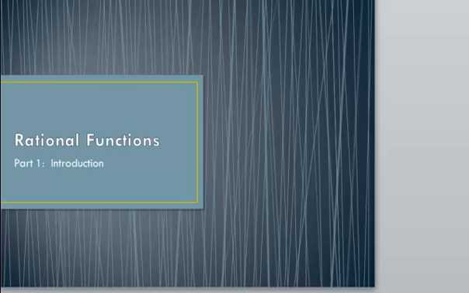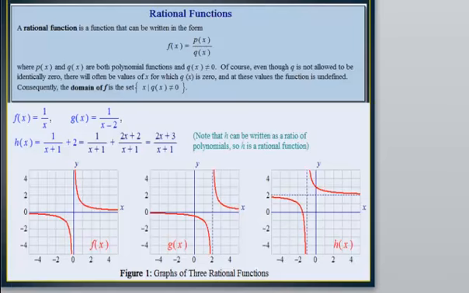In this section, you will get a quick introduction to rational functions. A rational function is a function that can be written in the form f of x equals p of x over q of x. That just means your function will be one polynomial over another polynomial. And remember, denominators are not allowed to be 0, so this denominator can't be 0.